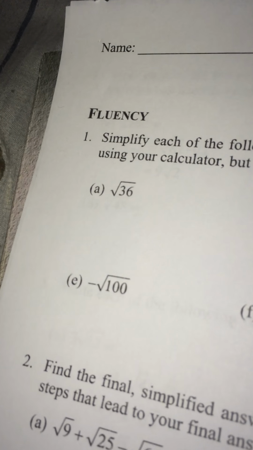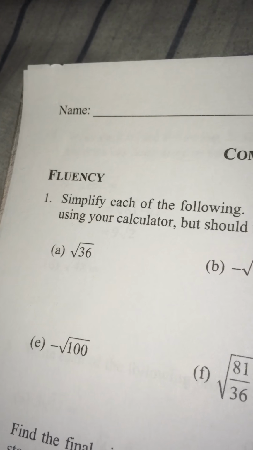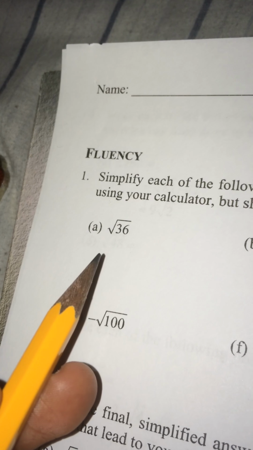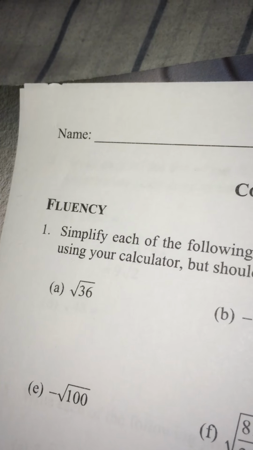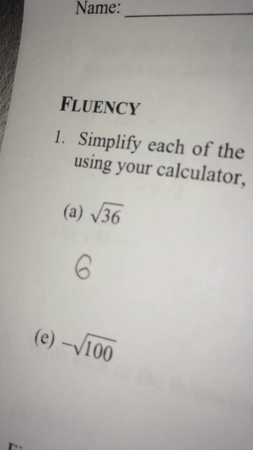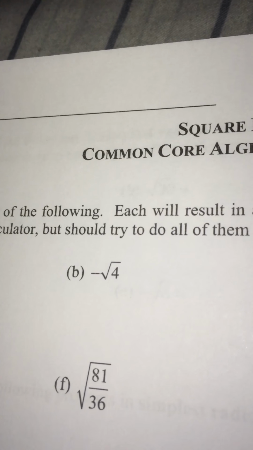So, if you look at number 1, if this thing could focus well. Okay, this camera's not going to focus well. But if you see, this is the square root of 36. Now, half of 36 is 6, so the square root of this will be 6. Now, number B, negative square root of 4.